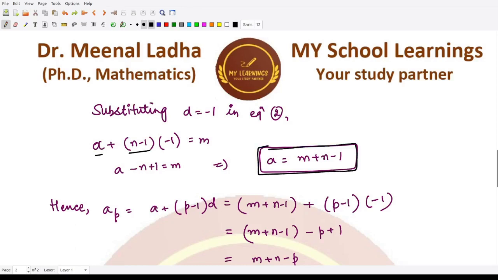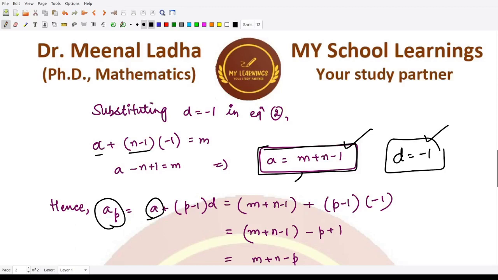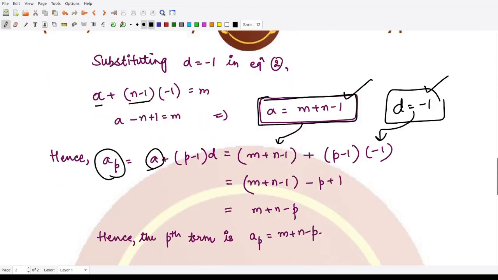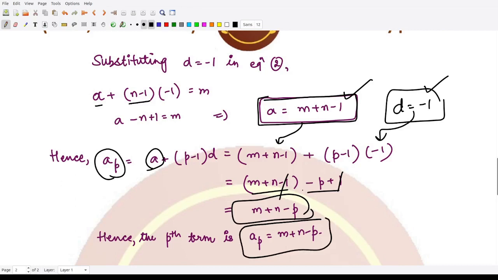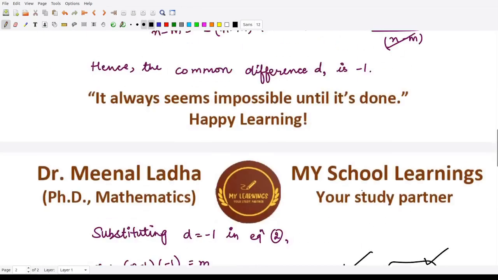Now we have the value of a with us, we have the value of d with us, so we may use both of these values in order to determine our pth term. So the pth term is obtained when we have a plus (p minus 1) times d, right? What is the value of a? It is m plus n minus 1. And what is the value of d? The value of d is minus 1. So substituting it here and simplifying the terms, you see this minus 1 and minus 1 cancel with each other. So this is the value of our pth term, and this is what we wanted to evaluate here for this question.